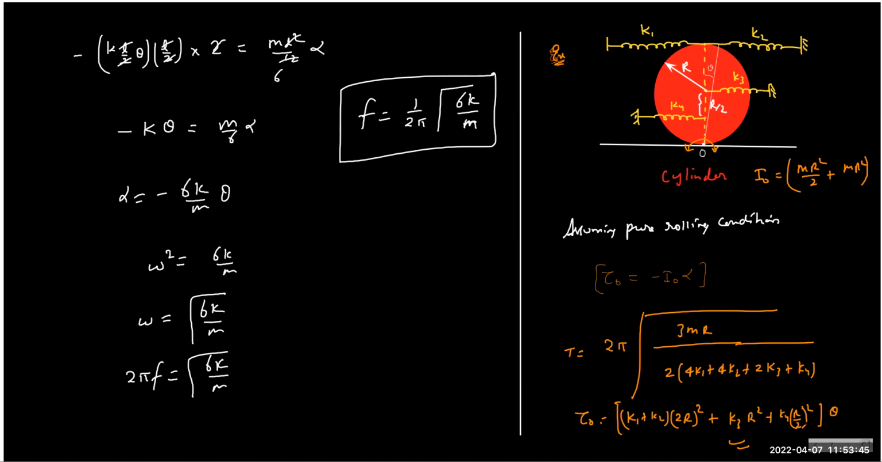So that R will not come. R doesn't come. You can just confirm the rest, take the SHM and check this out. Just check from here and you can get the answer.